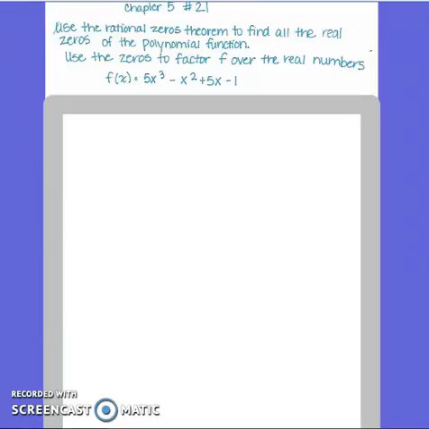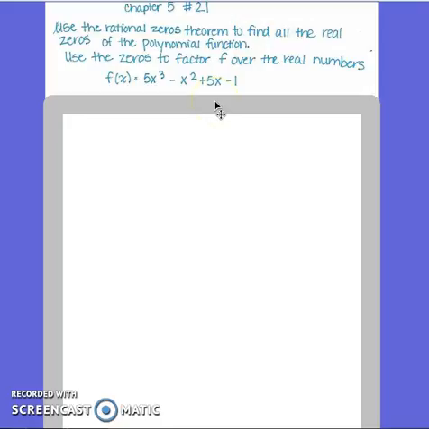This is chapter 5, test question help, problem number 21. The question states, use the rational zeros theorem to find all the real zeros of a polynomial function. Use the zeros to factor f over the real numbers. Okay? Our function that is given is 5x cubed minus x squared plus 5x minus 1.